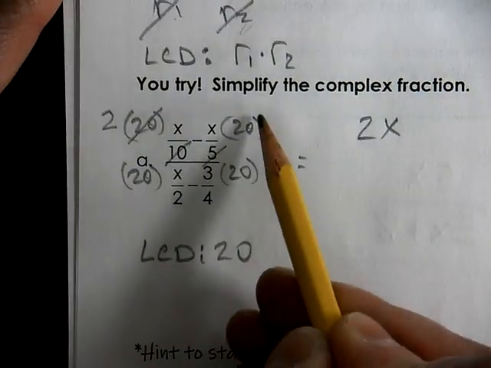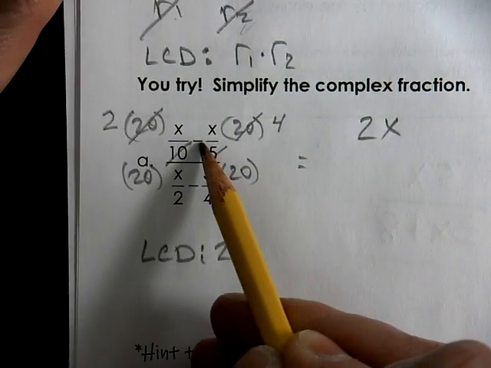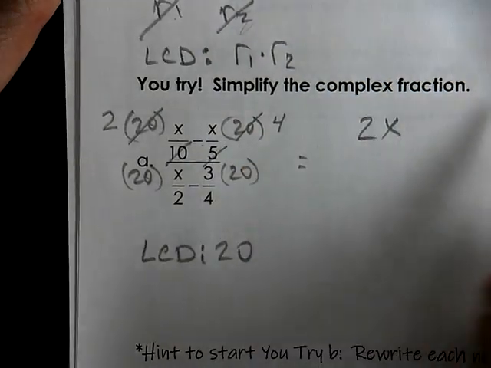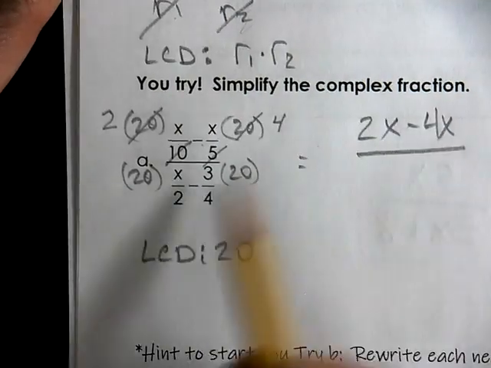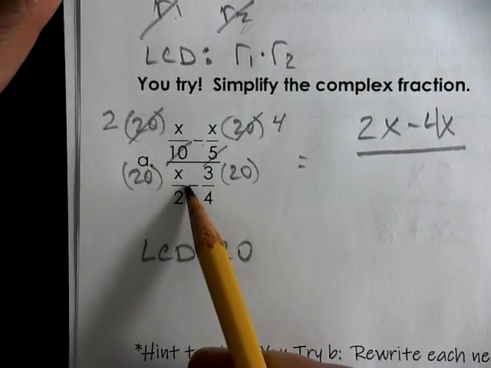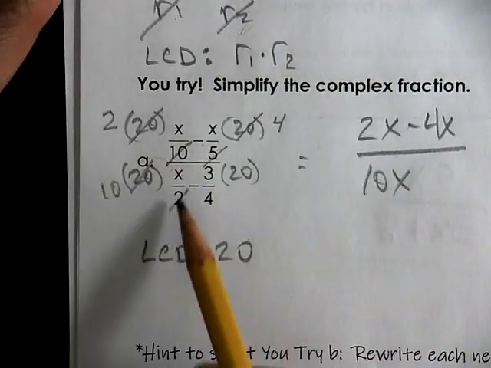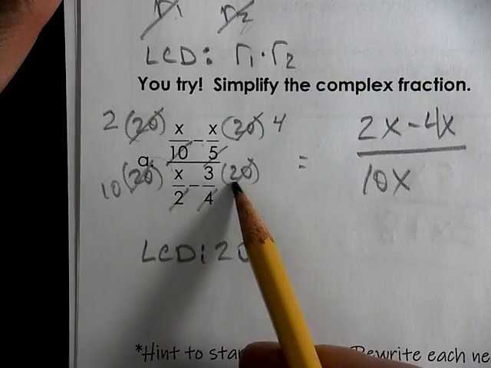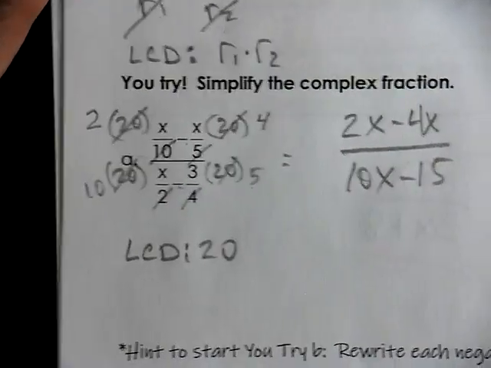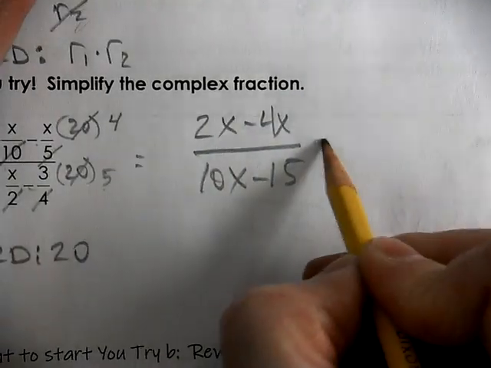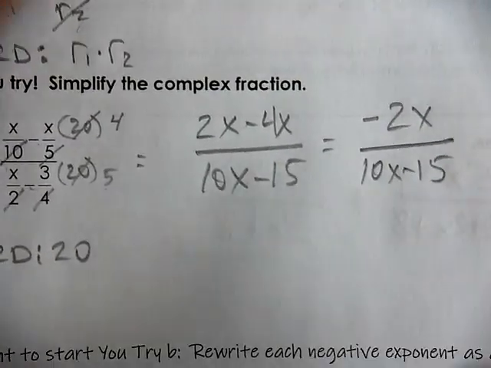The 5 goes into the 20 4 times. So now that's going to be minus 4x. That's kind of weird. All right. Here on the bottom left, 2 goes into 20 10 times, so I have 10x. And 4 goes into 20 5 times, so I have minus 15. So it looks like I have negative 2x and 10x minus 15.